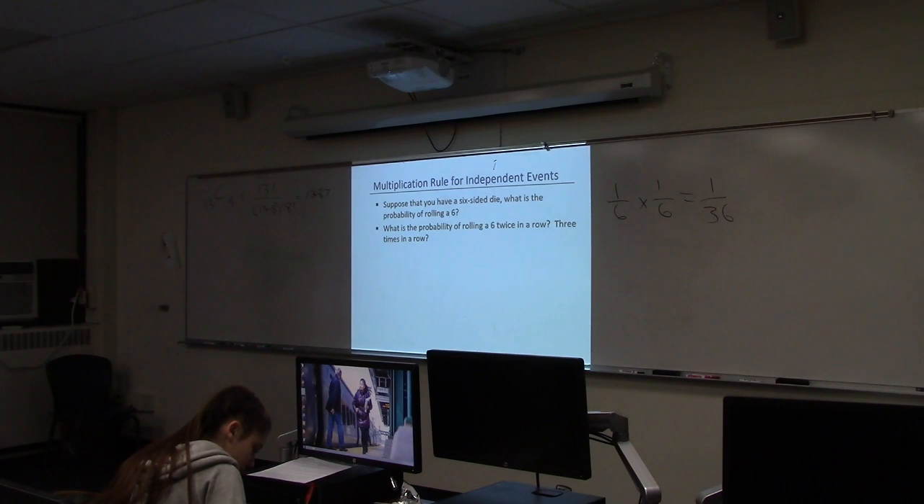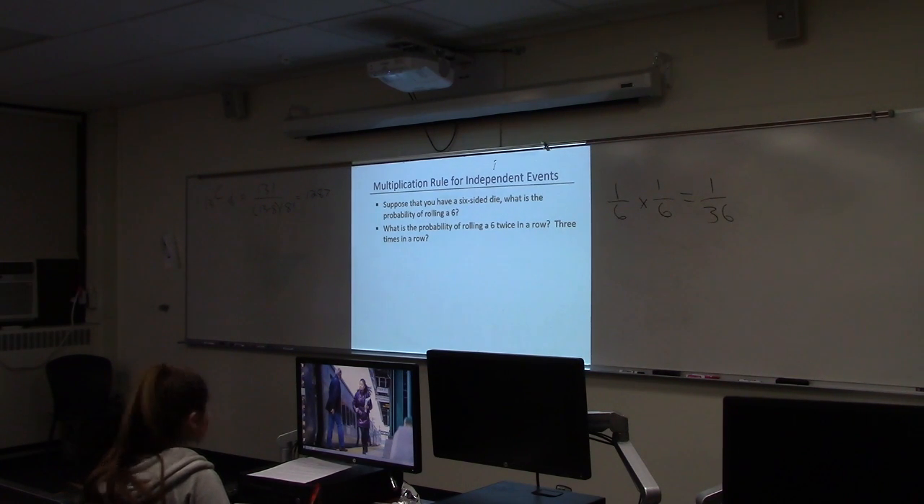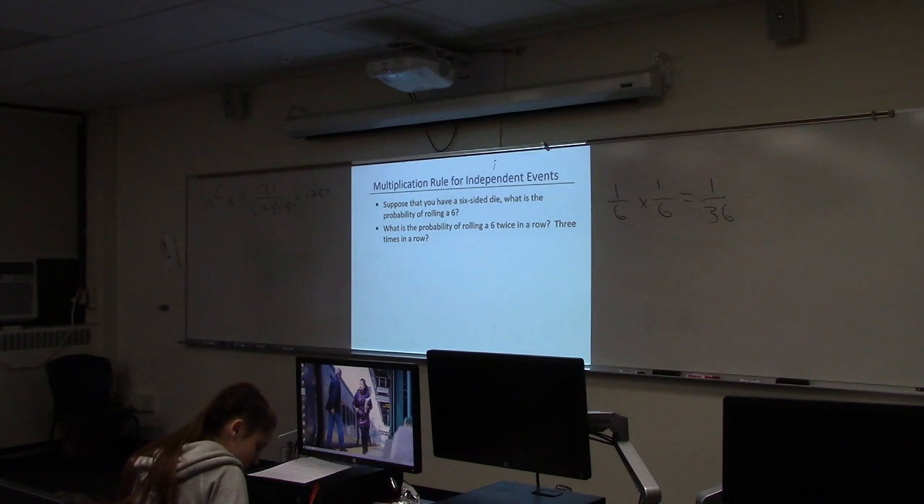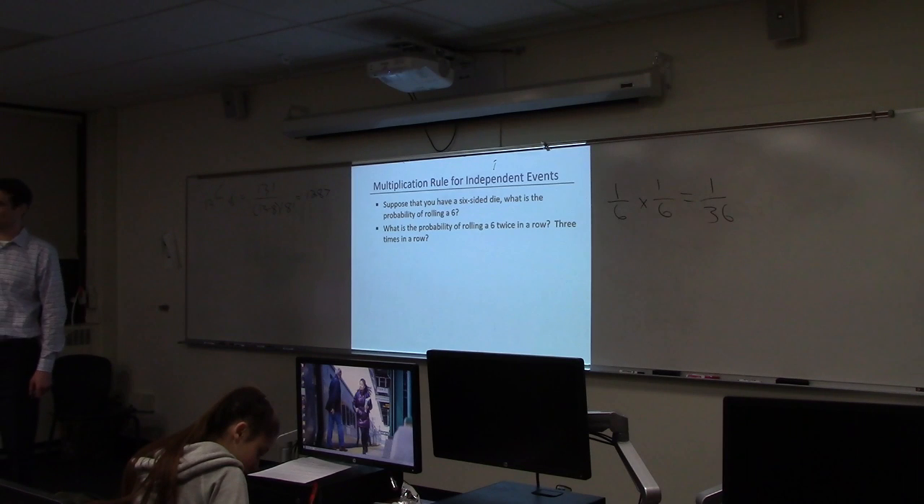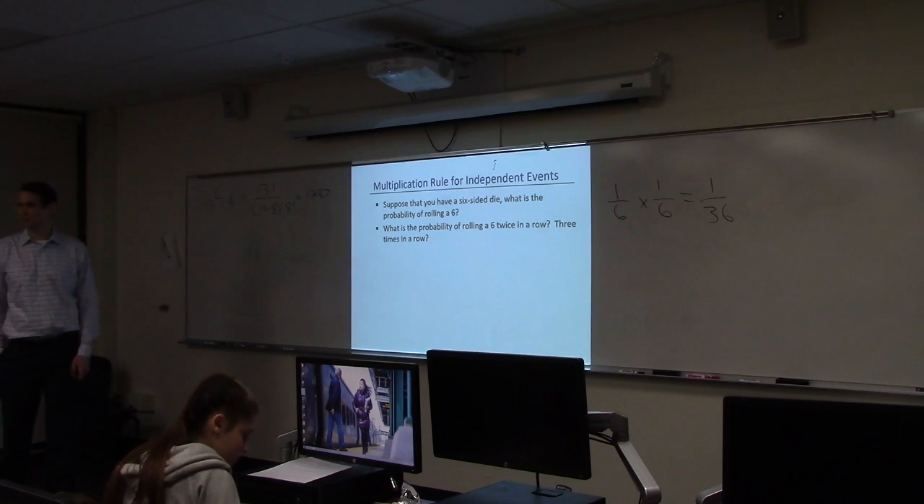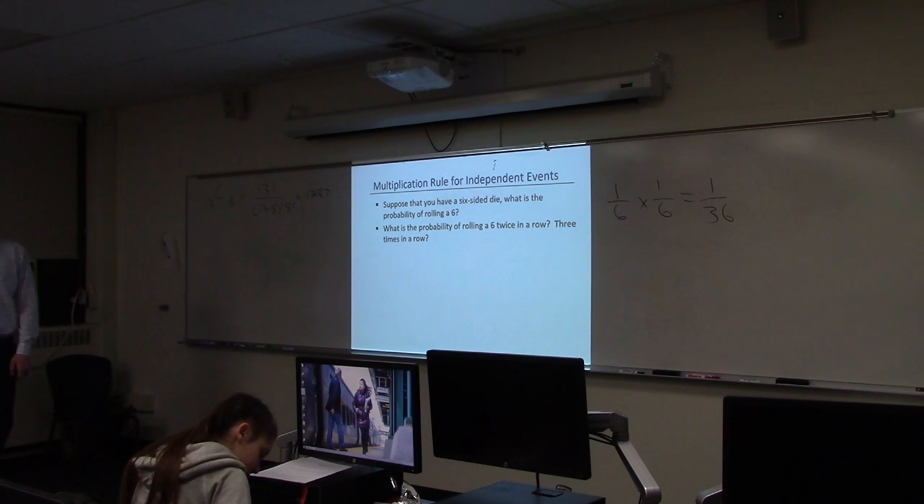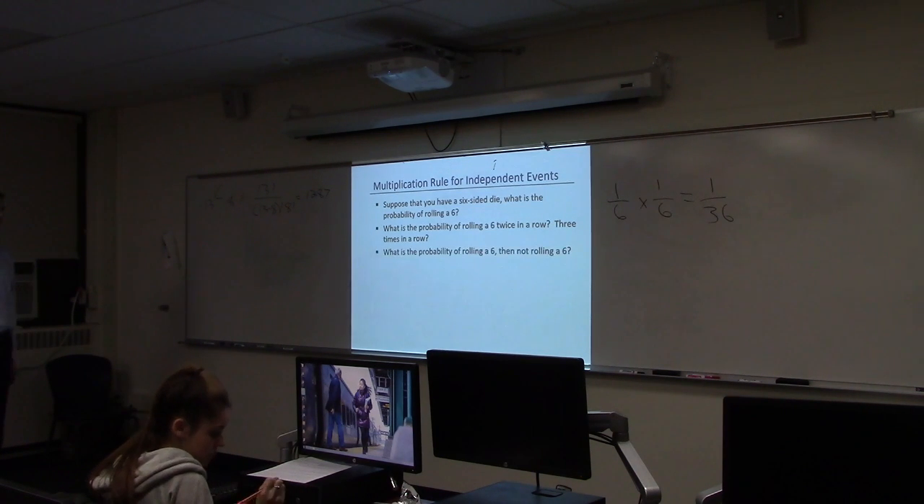What is the probability of rolling a 6 twice in a row? 1 out of 36. What's the probability of rolling a 6 3 times in a row? Yeah, 1 out of 216, so that's about 0.5%. That's right, just multiply it. I could go on, 4 times in a row, 5 times in a row. You've got it, just use the multiplication rule.